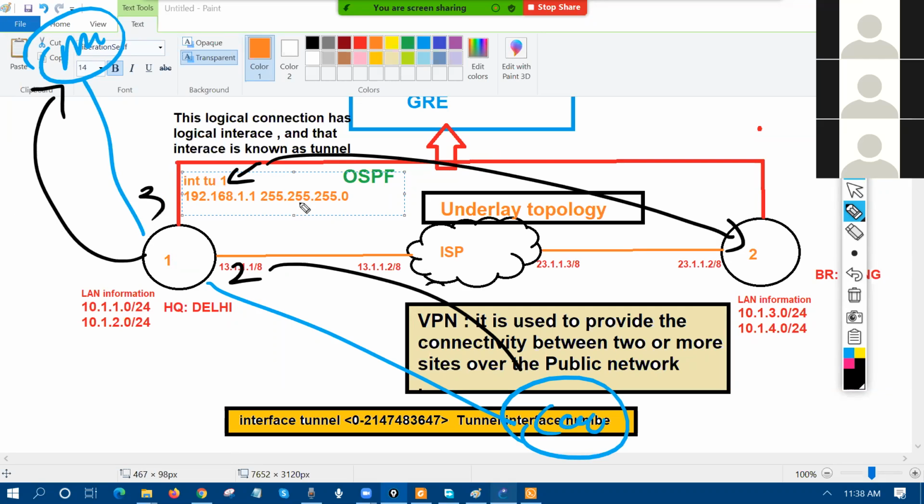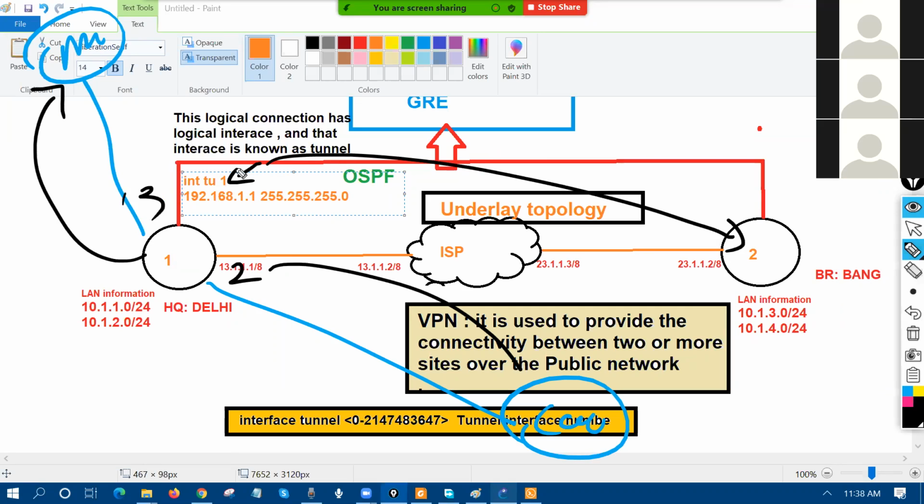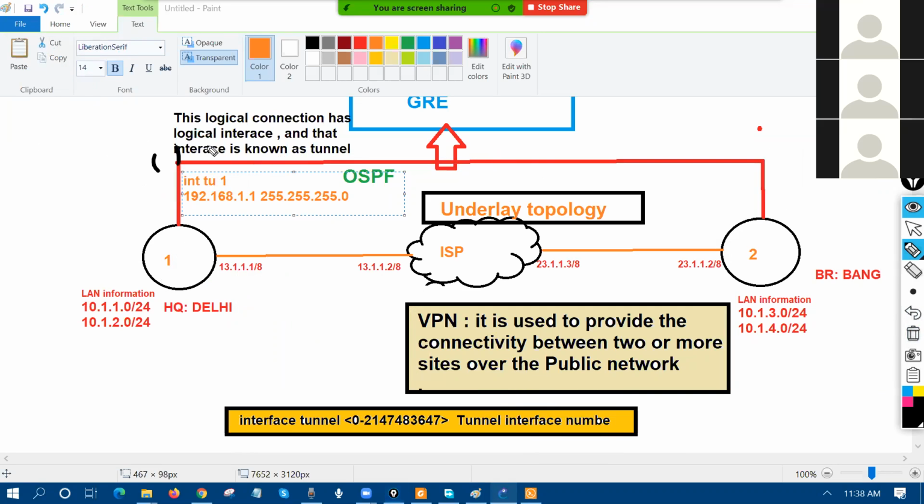But this ID is locally significant. For example, if I'm going to use ID 1 on the router number 1 side, I can use ID number 3 on the router number 2 side. So can you see, ID 1 is from this side and ID 3 is from this side. This is the same tunnel interface, but the ID is different on each side. So it is locally significant.